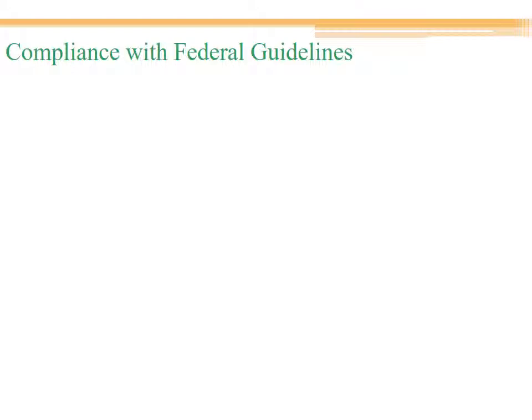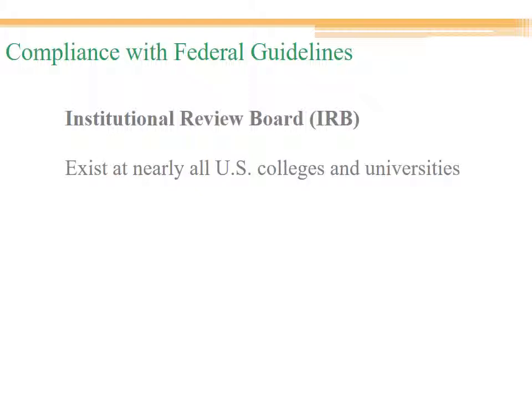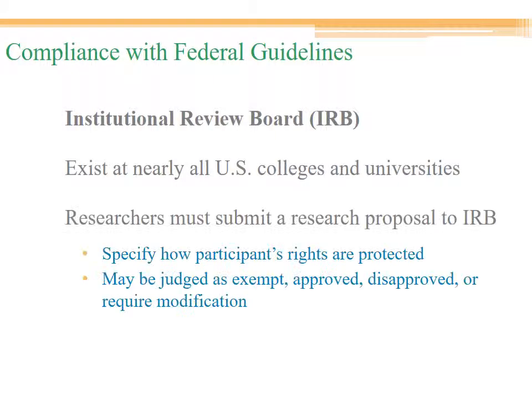So who ensures that researchers are following these federal guidelines? All researchers need to submit their proposal to the IRB, or the Institutional Review Board. The IRB is a committee at nearly all colleges and universities that reviews research. The IRB reviews research proposals and decides whether the study can be approved, disapproved, or requires modification. This is a common procedure for research studies.